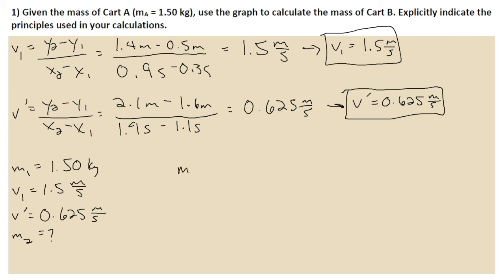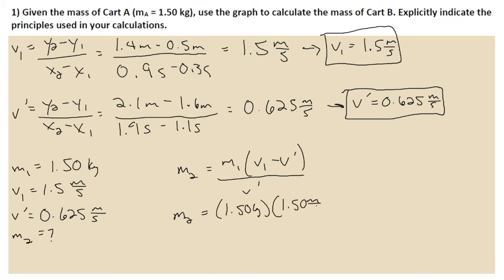So the equation we derived before for the mass of this second cart, m2, is m1 times v1 minus v prime over v prime. And so when you plug that in here, you get m1, 1.5 kilograms, times v1, 1.5 meters per second, minus v prime, which is 0.625 meters per second. And then we're going to divide that by v prime, which is 0.625 meters per second. And there you have it.